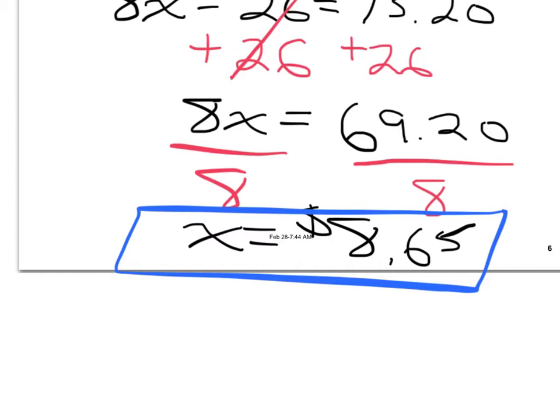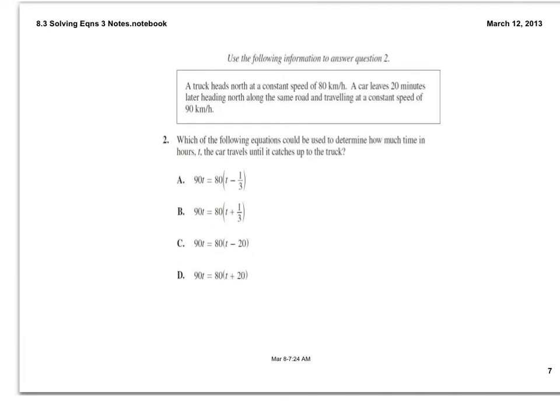Next thing, we're going to run through 3 former provincial exam questions just so you start to get an idea of what those will look like and how to solve them. First one. A truck heads north at a constant speed of 80 kilometers per hour. A car leaves 20 minutes later heading north along the same route and traveling at a speed of 90 kilometers per hour. So the question asks you, which of the following equations could be used to determine how much time in hours the car travels until it catches up to the truck?